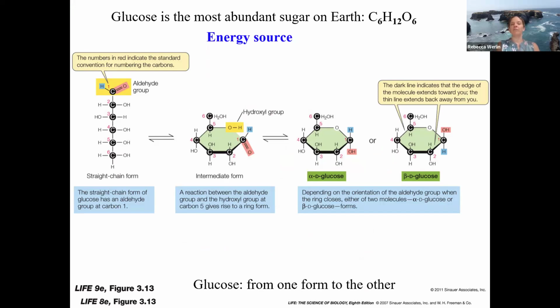And so as you go from a straight chain form of a sugar and that double covalent bond oxygen, the aldehyde group, can go up or down. As you can see, when you have a C6H12O6 straight chain sugar, it can go into alpha D-glucose, in which the hydroxyl is down on the first prime carbon, or beta D-glucose, in which the hydroxyl is up on that first carbon.